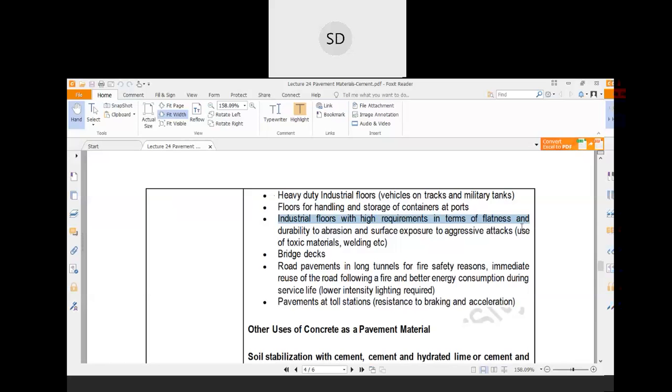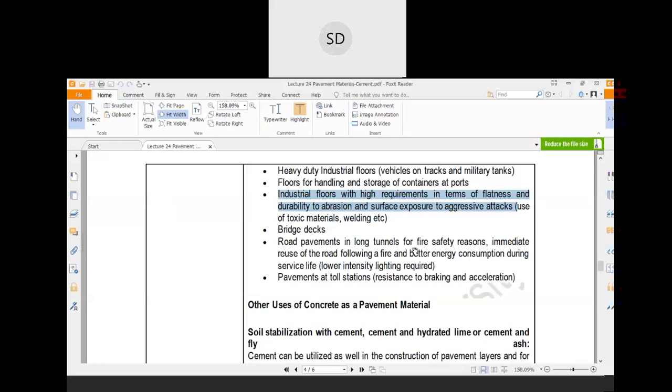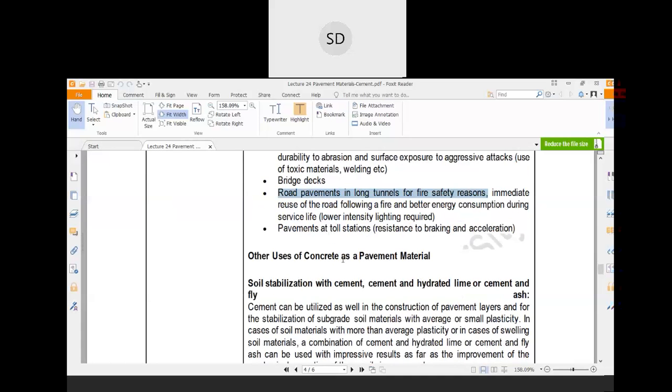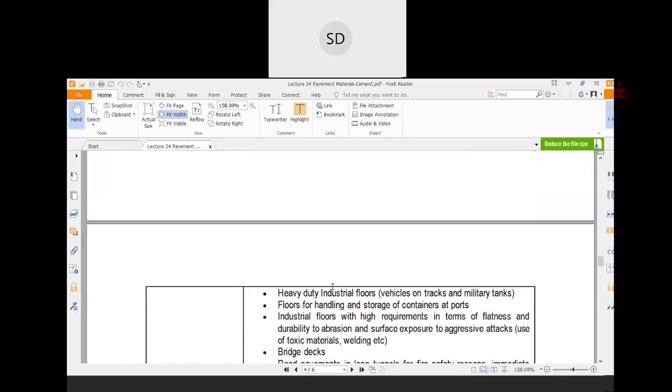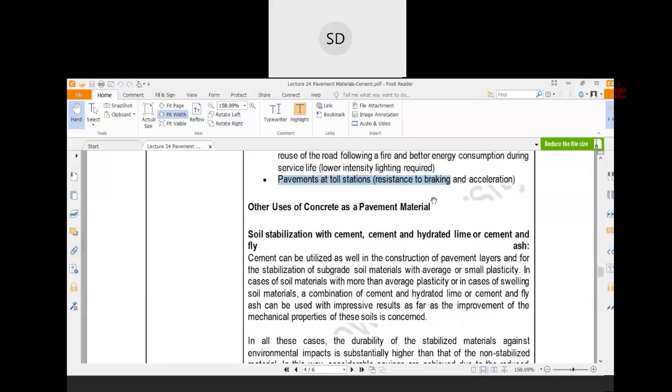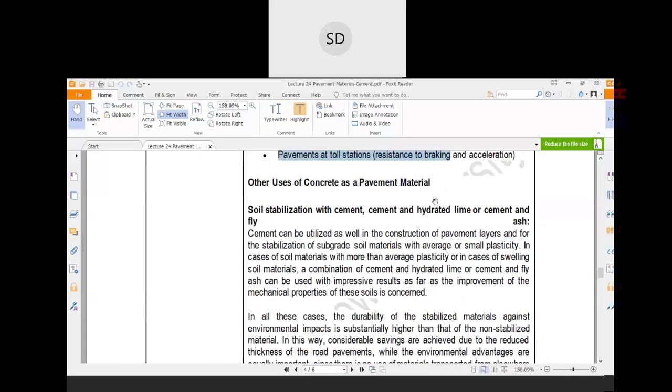industrial floors with high requirements in terms of flatness and durability to abrasion and surface exposure to aggressive attack. Suppose toxic materials or other types of materials are used, there you will use the rigid pavement. Then bridge decks, there also you will use rigid pavement. Then road pavements in long tunnels for fire safety reasons, and different expressways where there would be heavy traffic volume, and pavement at toll stations, your concrete pavements are also used there.